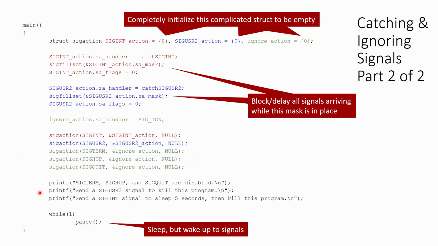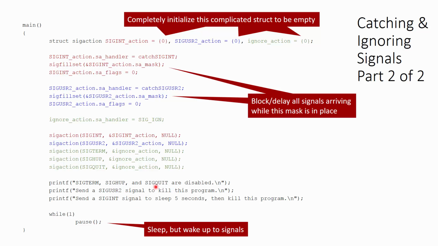All right, then we send out some stuff to the user. So printf, SIGTERM, SIGHUP, and SIGQUIT are all disabled. So we tell the user what you and I as the programmers already know. Those signals aren't going to do anything. Then we tell the user to send a SIGUSR2 signal to kill the program, and then send a SIGINT signal to sleep 5 seconds, and then kill this program. So then it fires up a while pause. Remember that pause is going to put our process to sleep so that it doesn't consume CPU time, but it will wake up to signals that arrive.